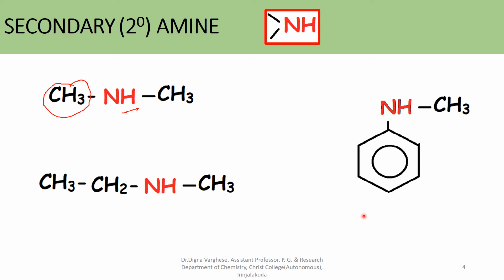Next one is methyl phenylamine. We know benzenamine is a benzene ring attached to the NH2. Here one hydrogen is replaced by the methyl group. So it is known as N-methylaniline or N-methylbenzenamine.